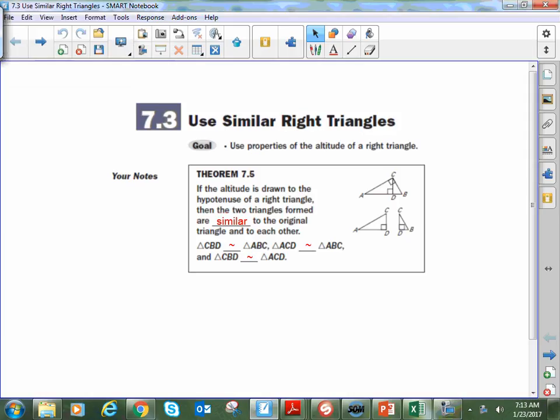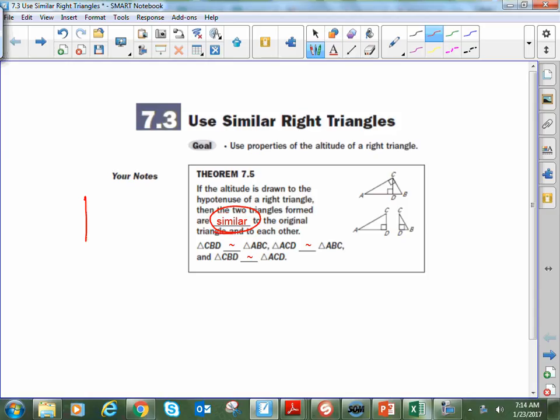Hey everybody, this is Mr. Piercy, and what we're going to be looking at in this lesson is what happens to a right triangle when you draw an altitude from the right angle. What happens really is that the triangles wind up becoming similar to each other.